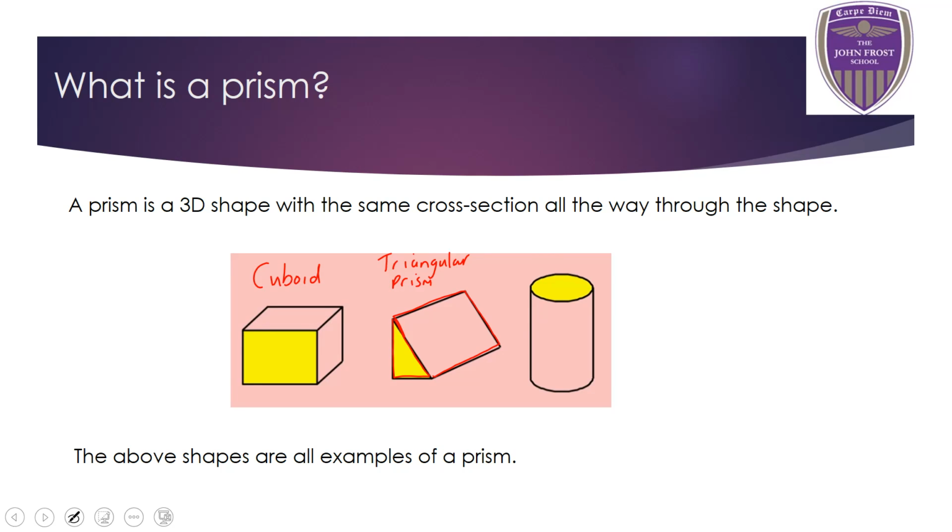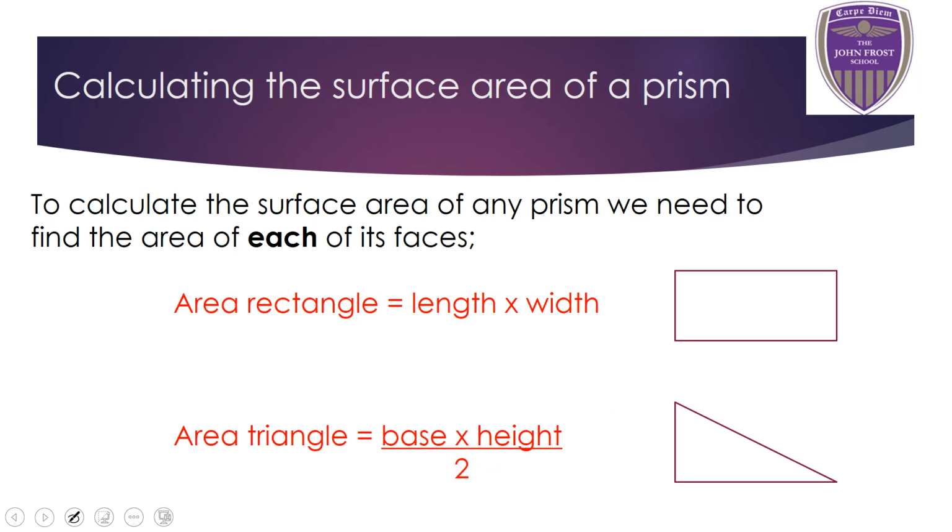And the third type of prism that we deal with is called the cylinder, and that's something you'll come back to in the following lessons. So for today's lesson, to work out the surface area of any prism, we need to find the area of each of its faces. That's really important. As I previously mentioned, a cuboid has 6 faces.